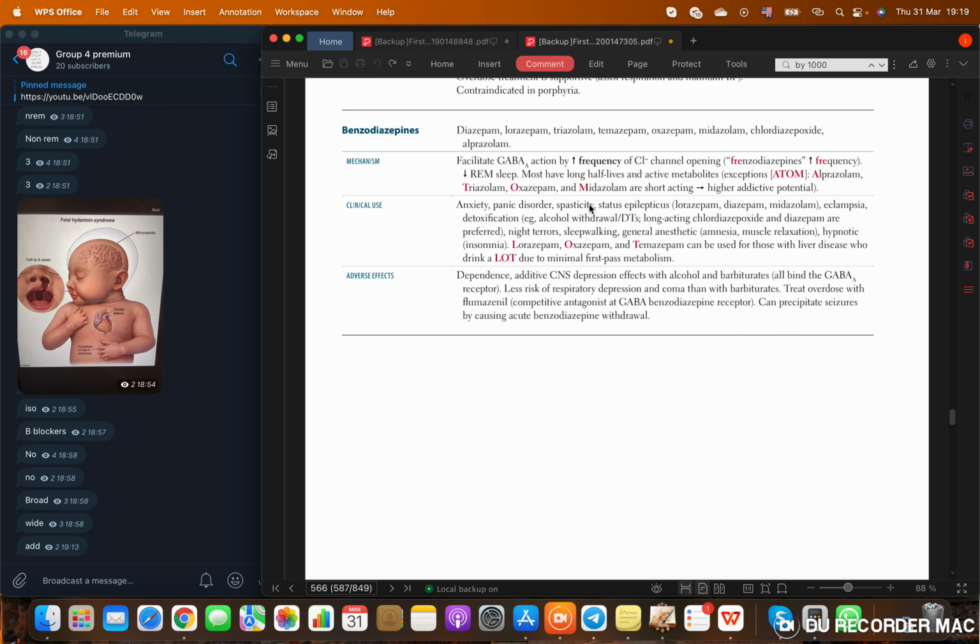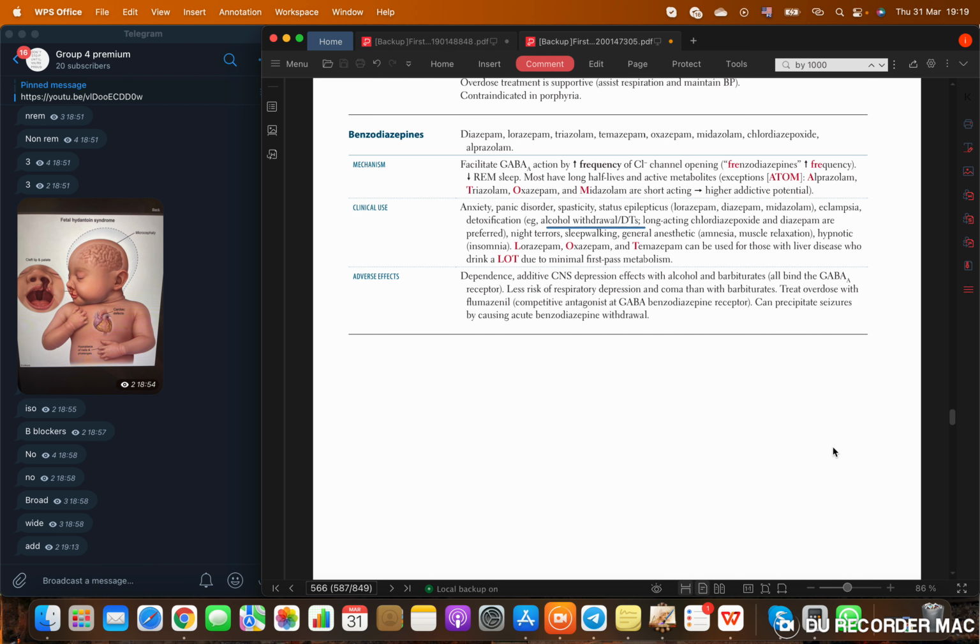Detoxification, like alcohol withdrawal. Somebody who's having alcohol withdrawal can even get hallucinations. It can be really bad if he is used to ethanol for so long. So you need to taper it down for him, and at the same time give him some benzos until the alcohol clears out from his body, and then you can taper down the benzos as well. Long-acting chlordiazepoxide and diazepam are preferred for this situation, I mean alcohol withdrawal.